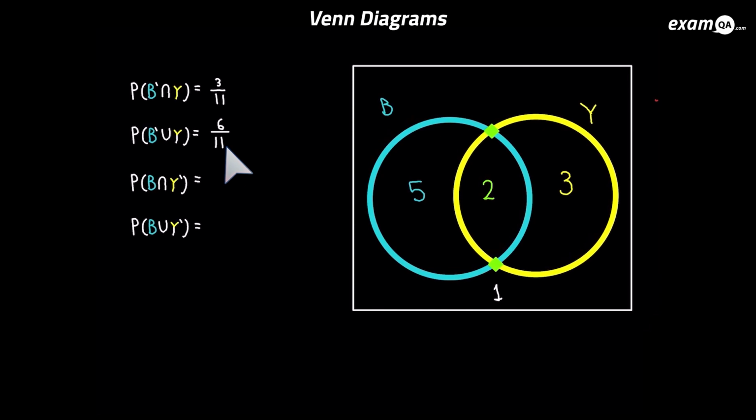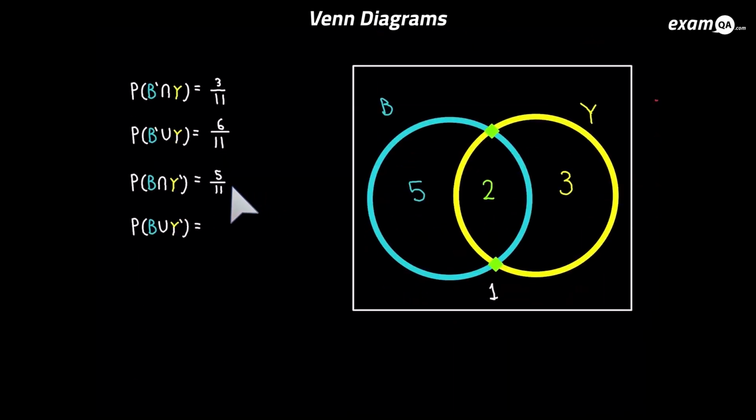Okay, so let's do this together. So we're going to tick every place with B, every place with not Y, and the outside. And it's an intersection question, so it wants both. So we're just looking for the places with a double tick, and it's just simply the 5. And of course it's over the total, so 5 over 11.